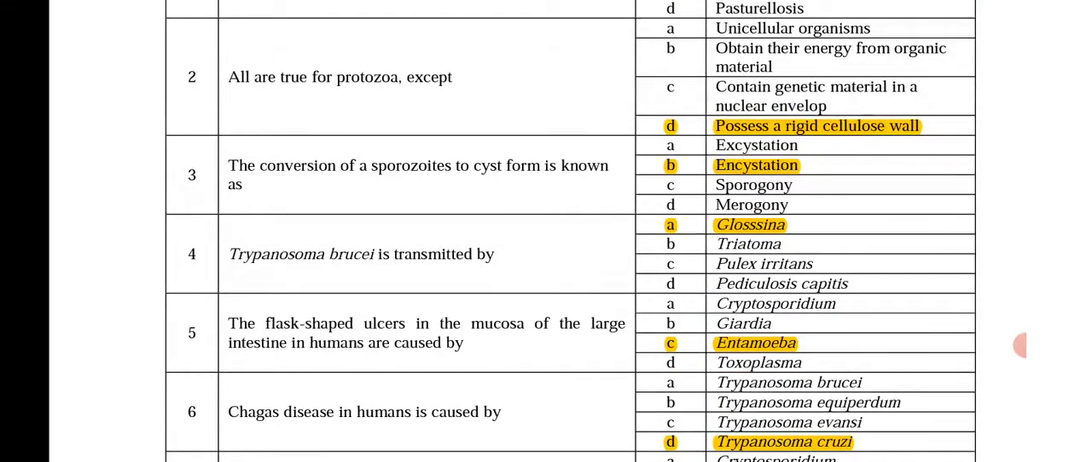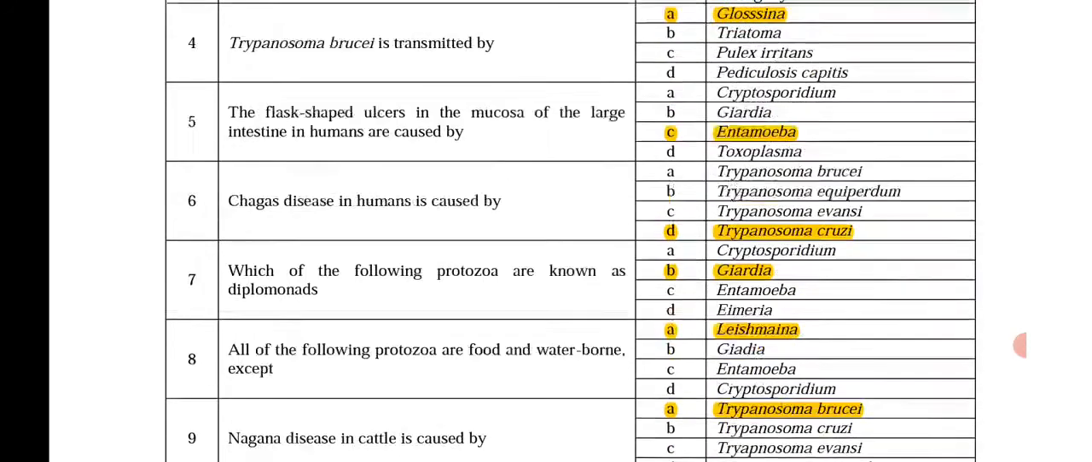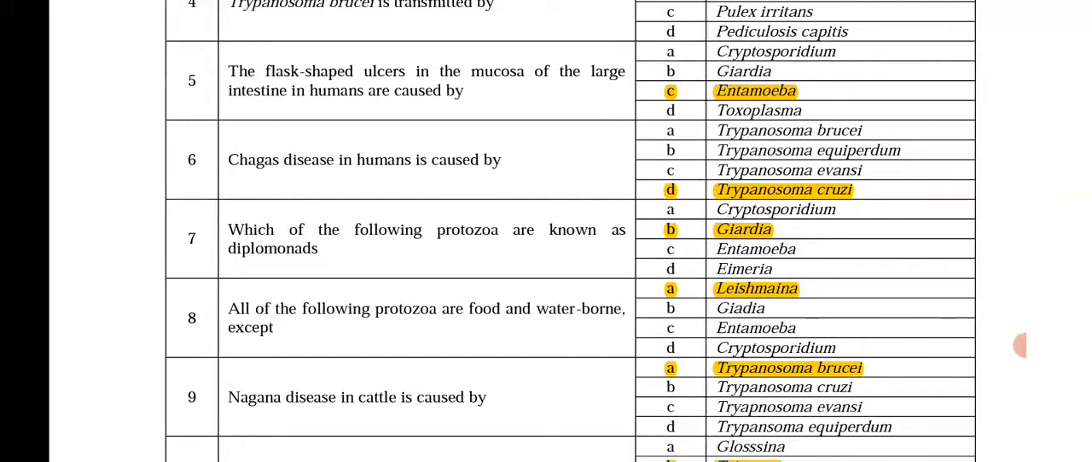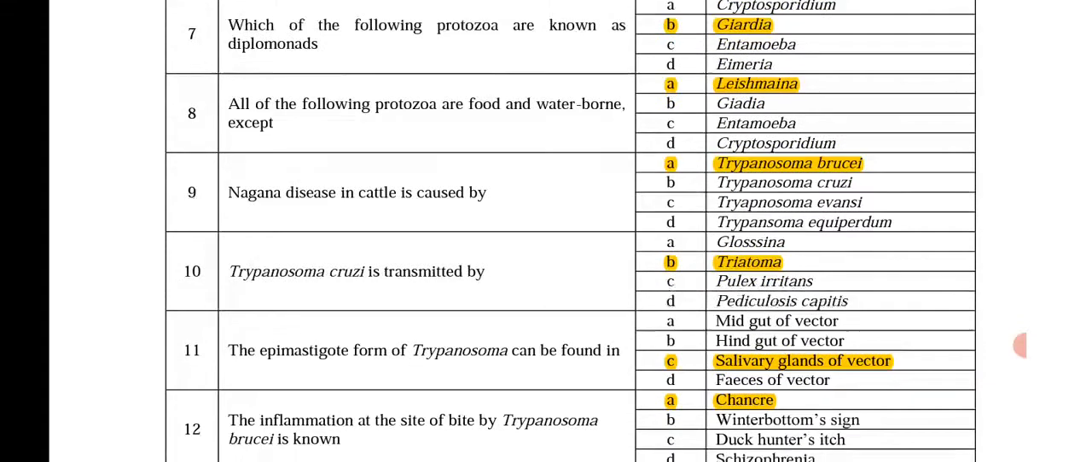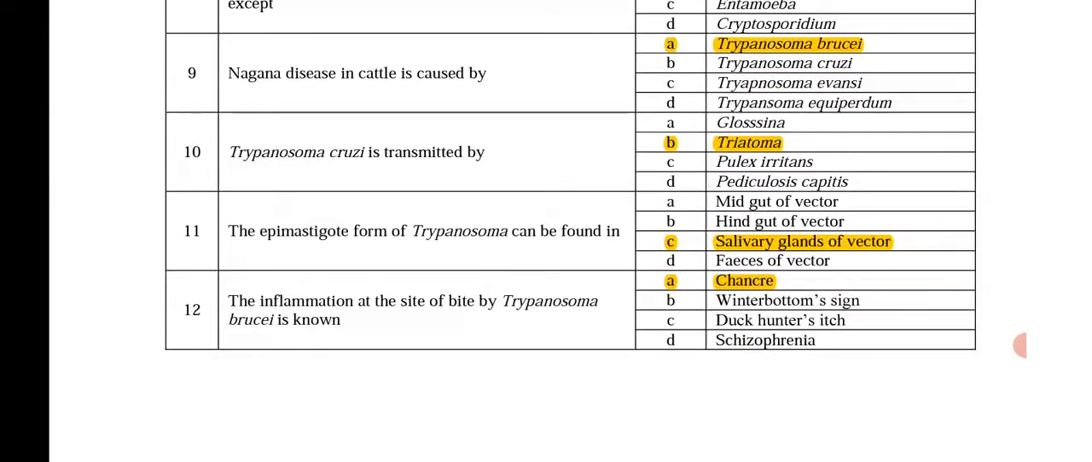Flask-shaped ulcers in the mucosa of the large intestine in humans are caused by Entamoeba histolytica. Chagas disease in humans is caused by Trypanosoma cruzi. Which of the following protozoa are known as diplomonads? Giardia. All of the following protozoa are food and waterborne except Leishmania. Nagana disease in cattle is caused by Trypanosoma brucei. Trypanosoma cruzi is transmitted by Triatoma.